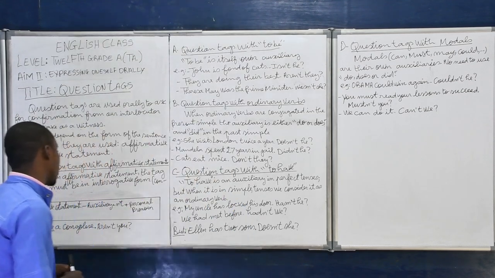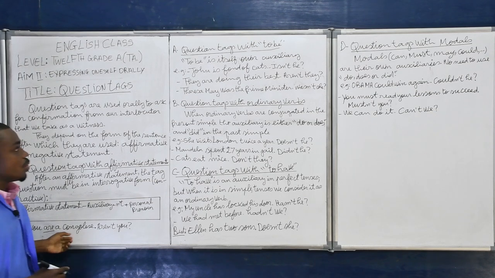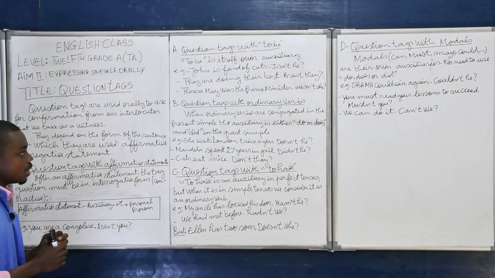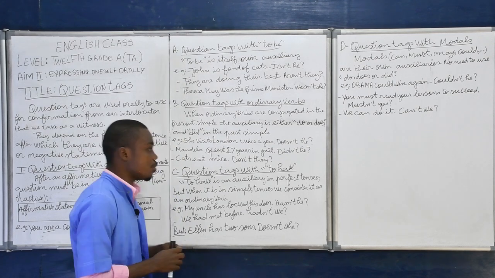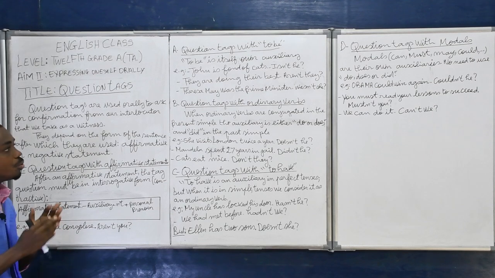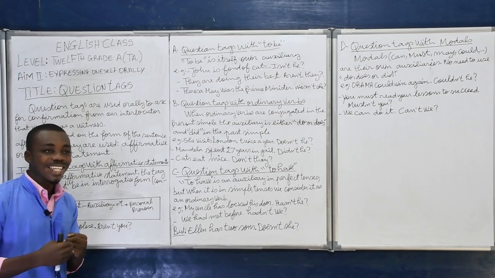In English, we use question tags differently, as I said, when it is with the auxiliary to be, it is different. When it is with an ordinary verb, it is different as well, and so on. So we're going to start with the verb to be. What do we do? The sentence is in affirmative form, as we have got it here. You are a Congolese. How to say n'est-ce pas?